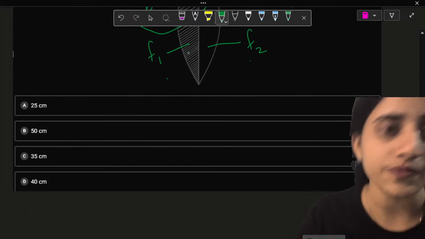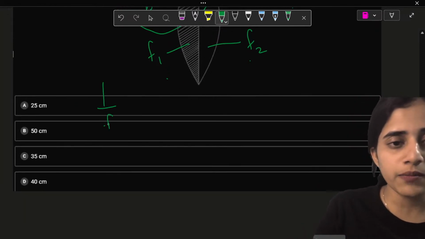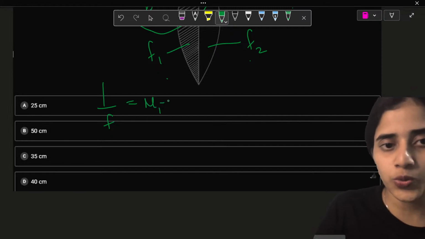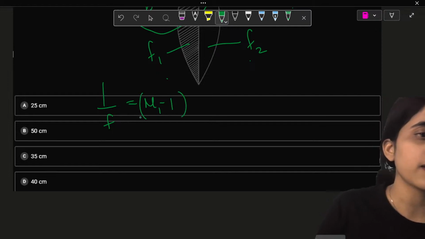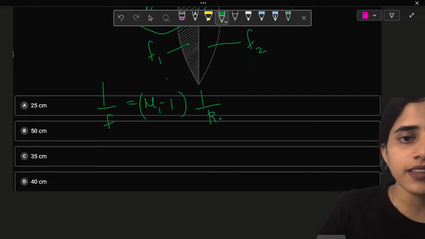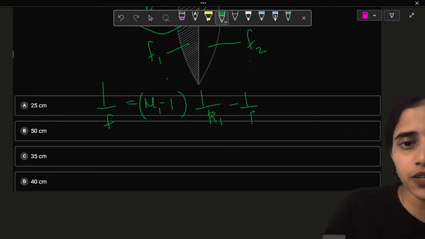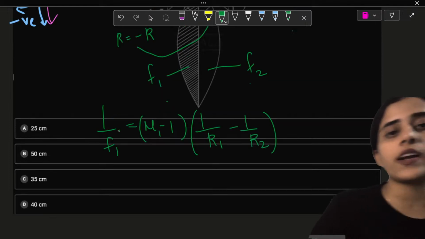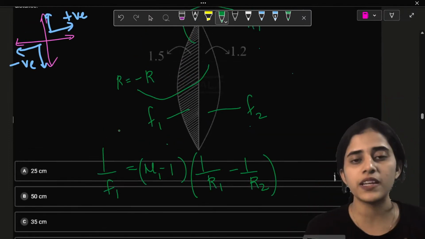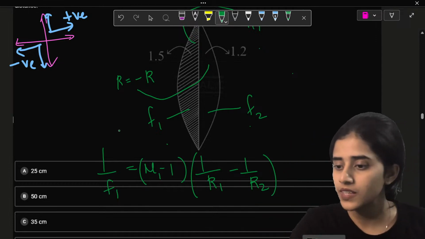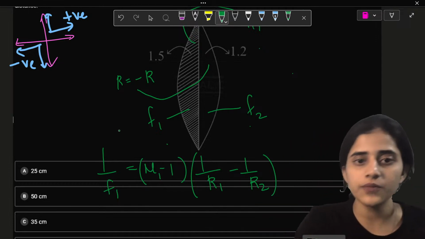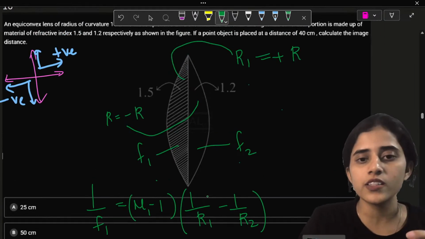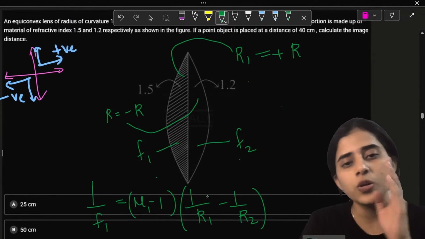Now let's do it. The formula is 1 by F is equal to (nu1 minus 1) into (1 by R1 minus 1 by R2). So this I will put as 1 by F1. This is for the first lens, the one with the lines. So R1 is what? R1 is plus R. What about R2?